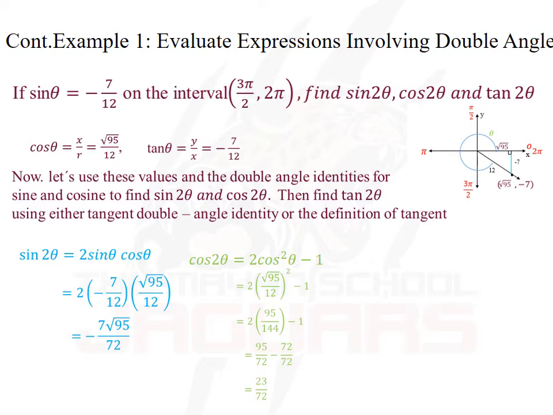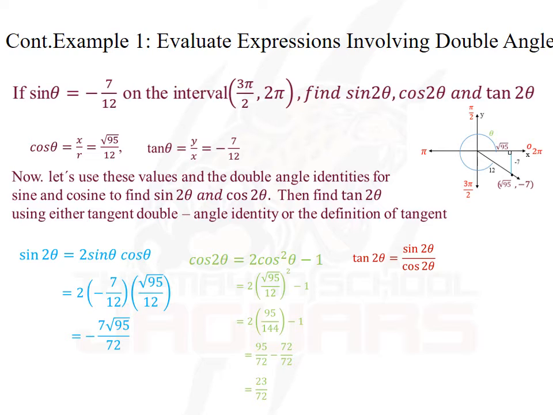And this is the cosine of 2 theta. And finally, tangent of 2 theta, we can use, like it was mentioned before, the double angle identity for tangent, or the definition of tangent. Remember, one of the basic identities that we studied in section 5.1: tangent of theta is equal to sine of theta over cosine of theta.